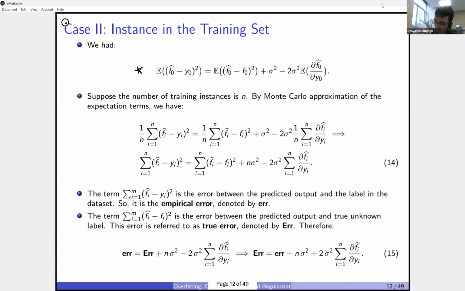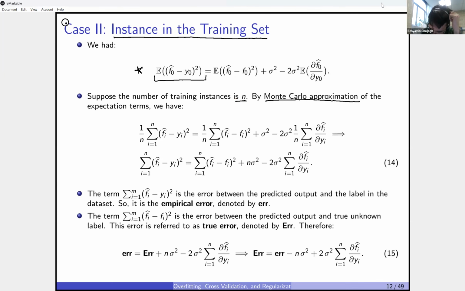Now again, like before, let's use Monte Carlo approximation for the expectations. And here, suppose the number of training instances is n. Why don't I use the same m as before? Because now I'm assuming the instance is in the training set, so I use the number of training data points, which is n. For case 1, I assumed that the instance is not in the training set, so I used the number of test data points, which was m. Here I'm using n for Monte Carlo approximation because I assume I have n training data points.